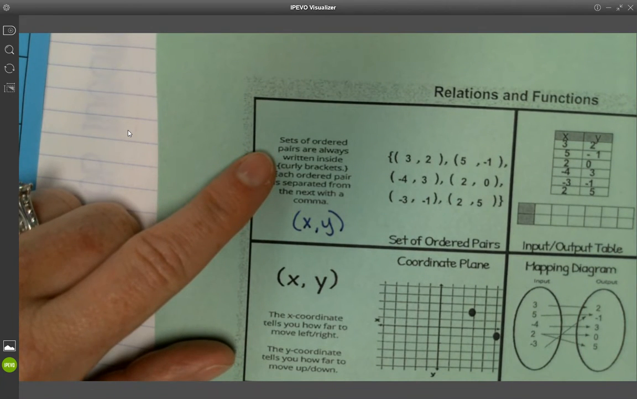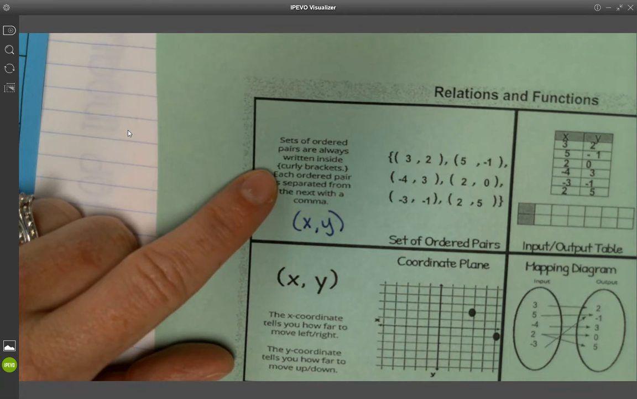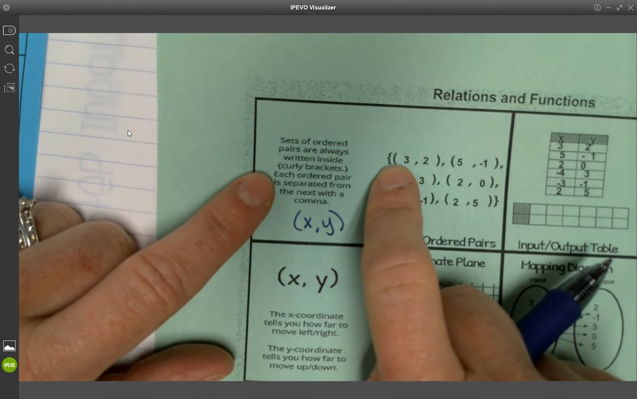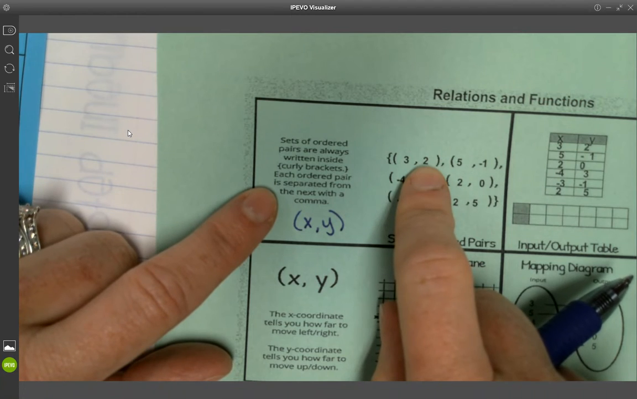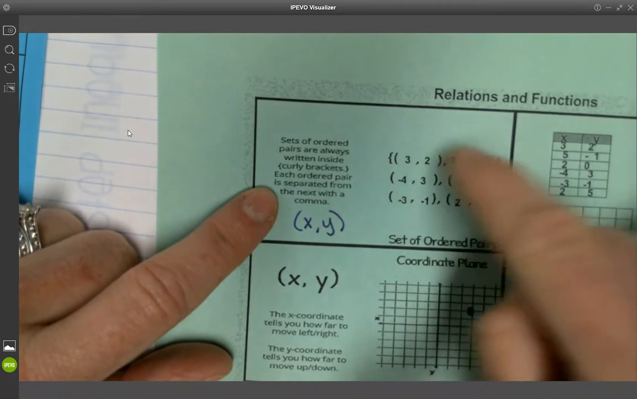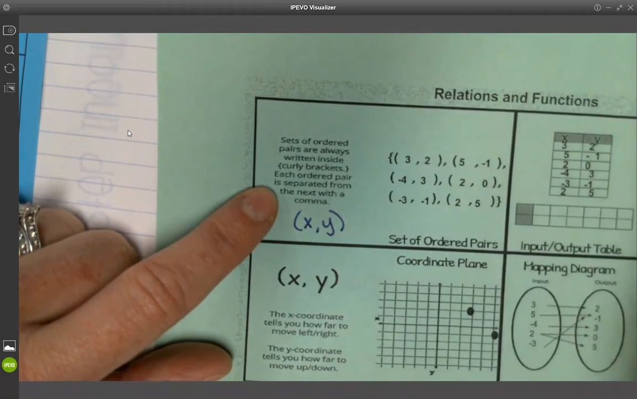Sets of ordered pairs are always written inside curly brackets. So we have these little curly brackets. They're kind of hard to draw. But each ordered pair is separated from the next with a comma. So this is a set of ordered pairs. We have 1, 2, 3, 4, 5, 6 ordered pairs together.